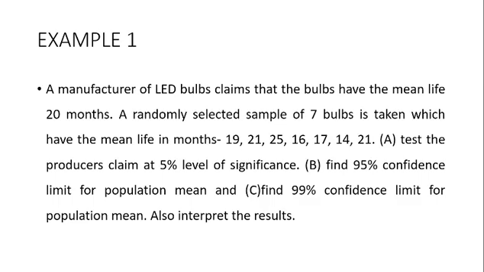First of all, we have to test the producer's claim at the 5% level of significance. What is the claim of the manufacturer? The manufacturer is claiming that the bulb has a mean life of 20 months. So this will be our null hypothesis. In the second part, we have to find the 95% confidence limit for the population mean, and in the third part we have to find the 99% confidence limit for the population mean, and we also interpret the results.